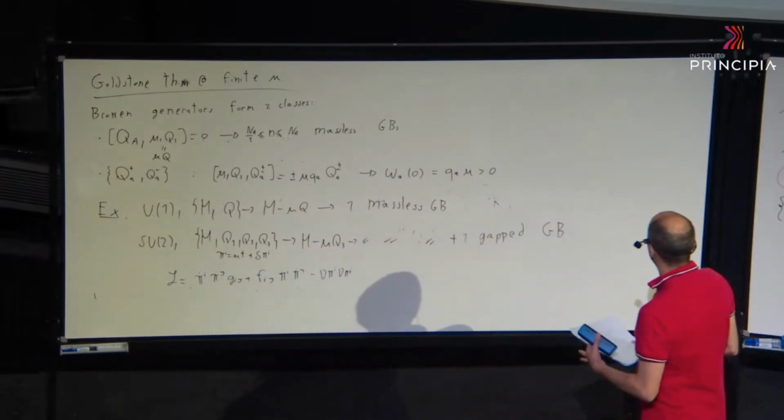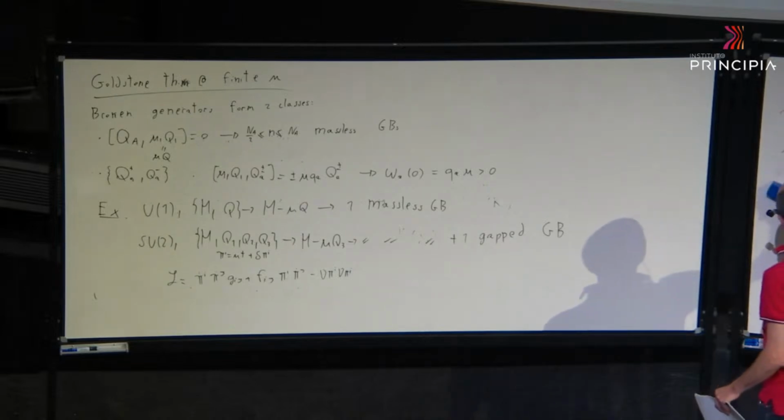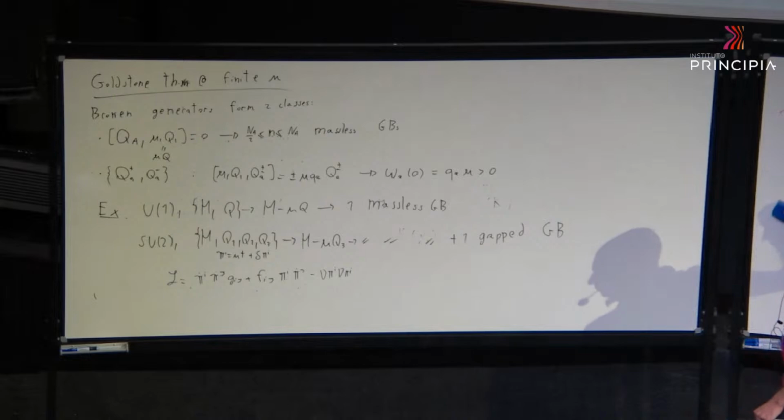Okay, so let me start from the simplest effective field theory. Sorry, the gap of the gapped Goldstone is of the same order as the gap of the radial modes, or is there a hierarchy? It's of the same order.